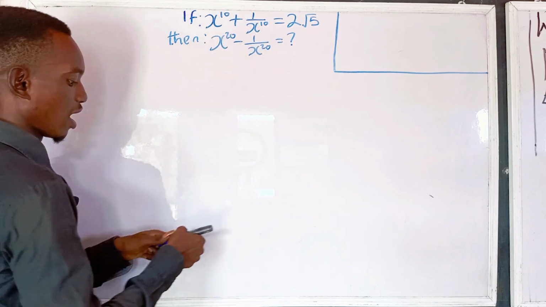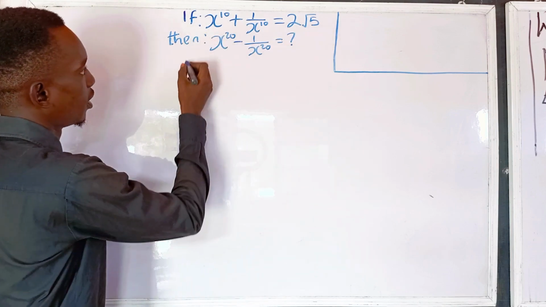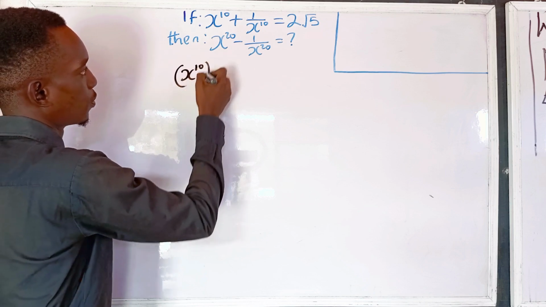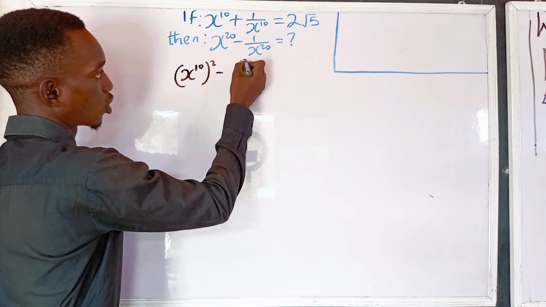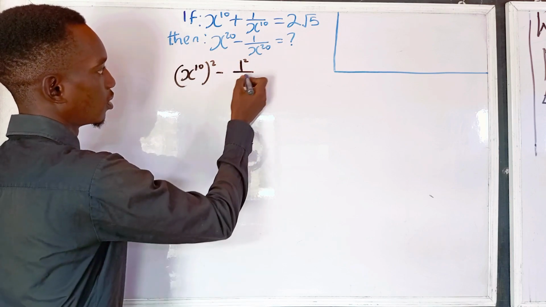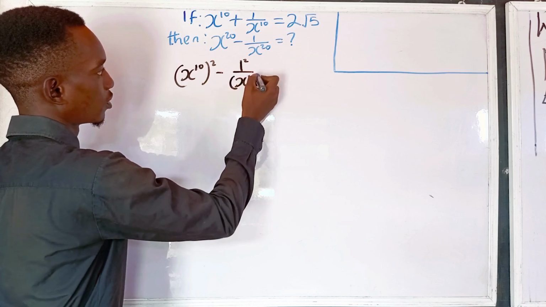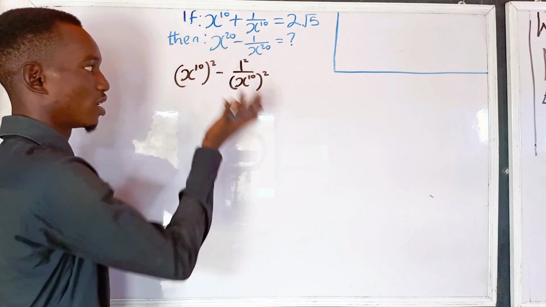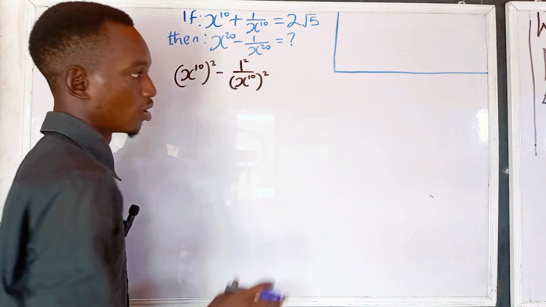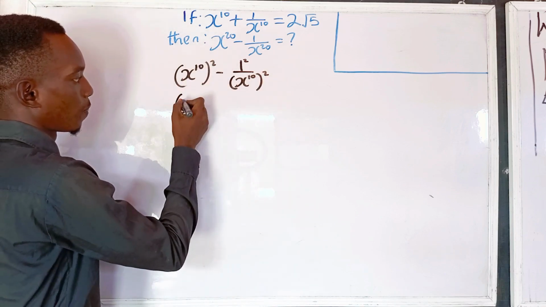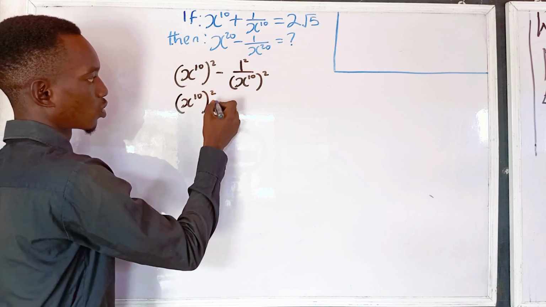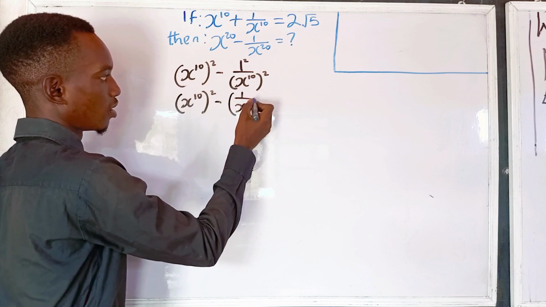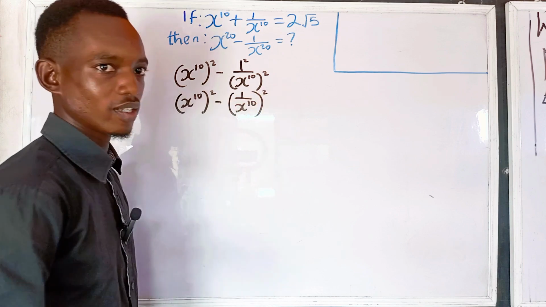So we can say x to the power of 20 is similar to saying x to the power of 10 all to the power of 2, minus 1 squared, which gives us 1. Because according to the law of indices, 2 times 10 gives us 20, so we haven't done anything wrong. So now we can rewrite this as x to the power of 10 all squared, minus 1 over x to the power of 10 all squared. Since they have the same power, we can bring them together like this, all squared.